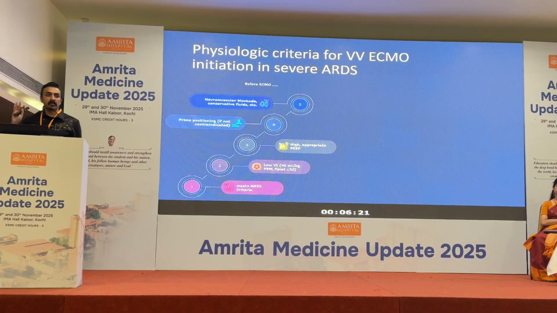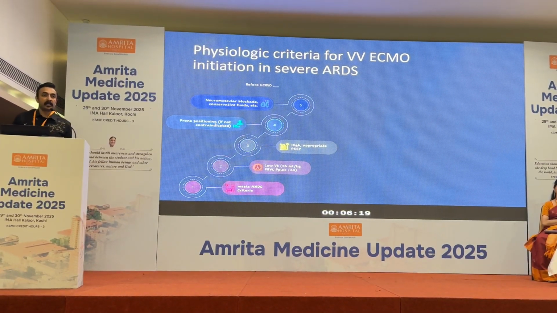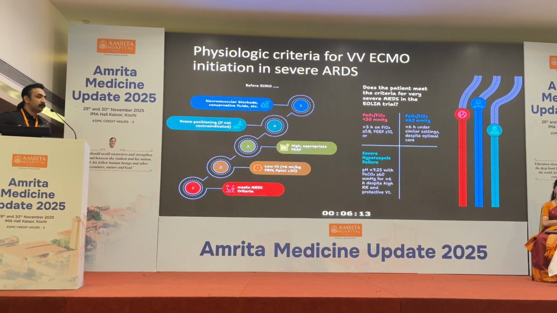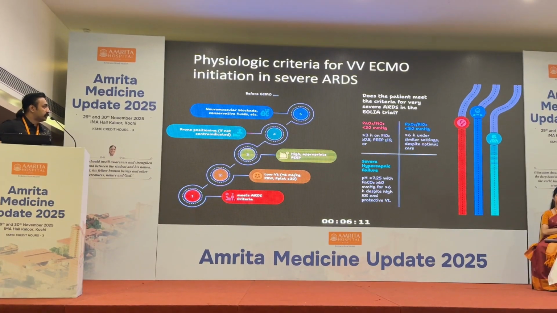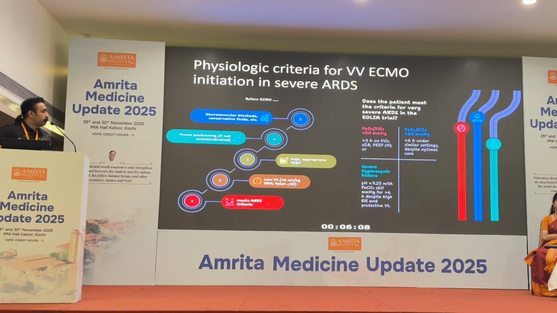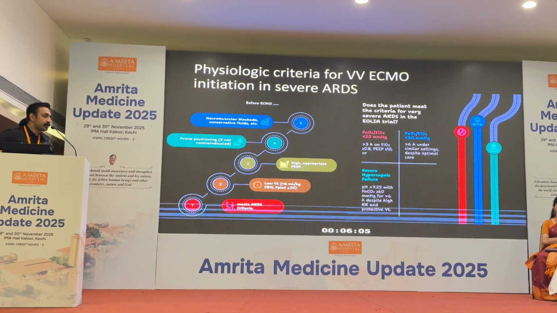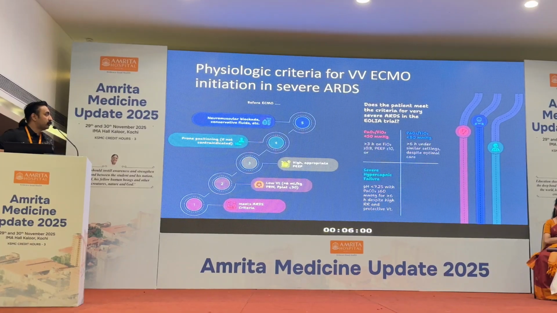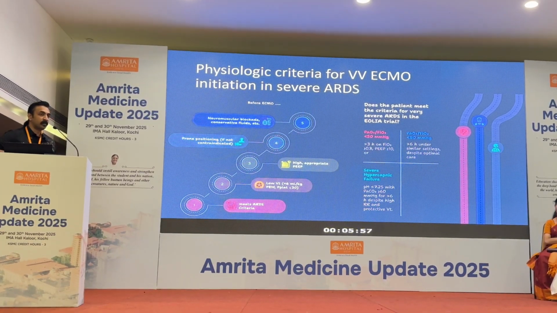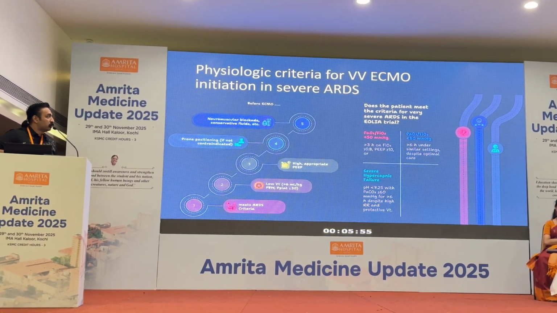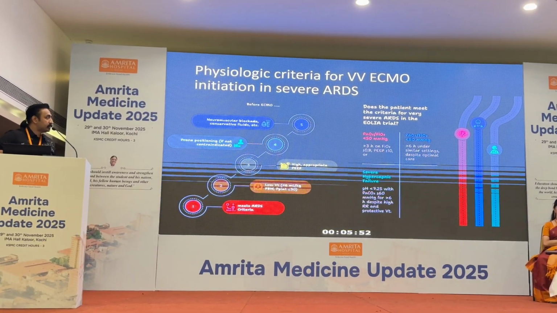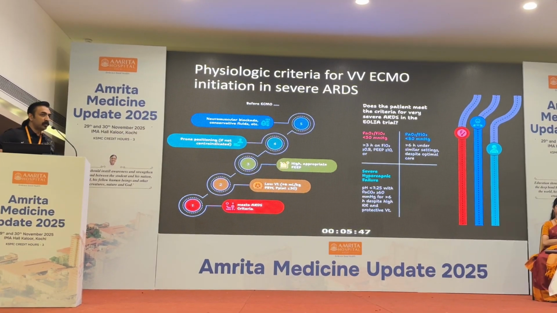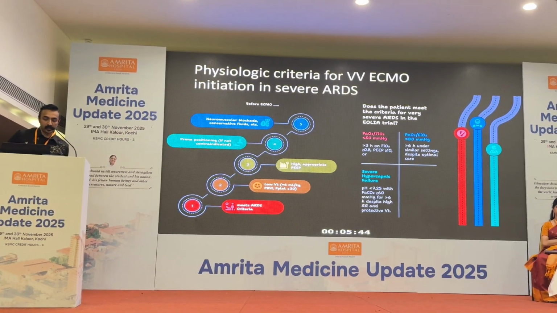So all these conventional measures which are meant for ARDS management are already done, and even then the patient is meeting certain criteria, as in the earlier trial, where the PaO2 by FiO2 ratio remains less than 50 after more than 3 hours on an FiO2 of 80% with PEEP of more than 10. Clear? Or the PaO2 by FiO2 ratio is less than 80 at 6 hours. Or there is a severe hypercapnic failure also, but predominantly we consider ECMO in a hypoxemic situation.